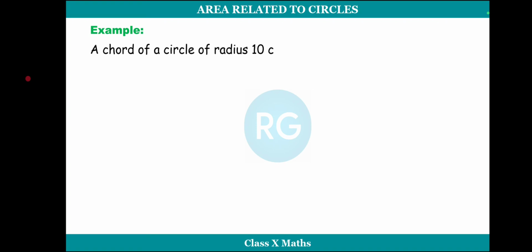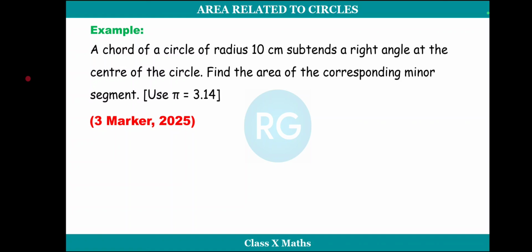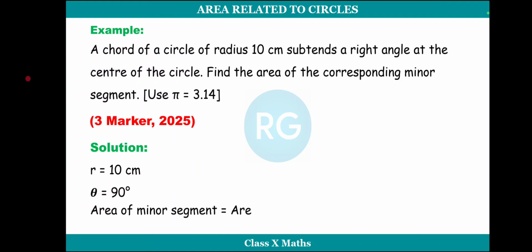A chord of a circle of radius 10 cm subtends a right angle at the center. We need to find the area of the corresponding minor segment, and take pi as 3.14. This is a 3 marker from 2025. So as I told you, let's write all the things which are given in the question. So r is 10 centimeter, theta is 90 degrees.